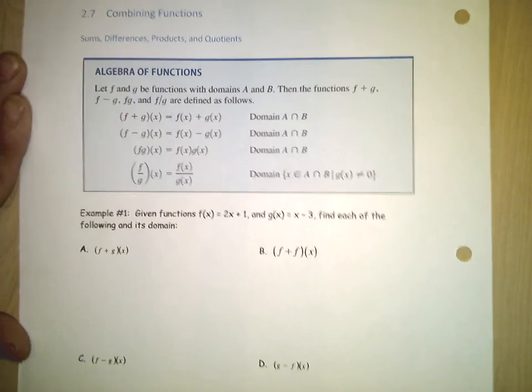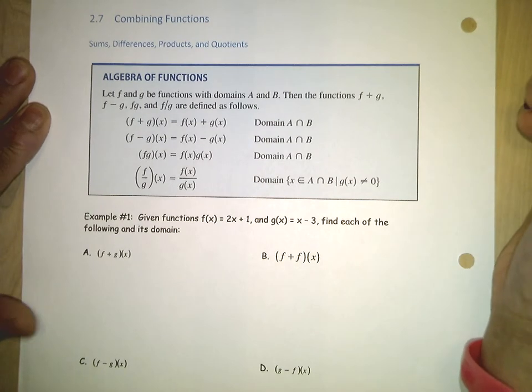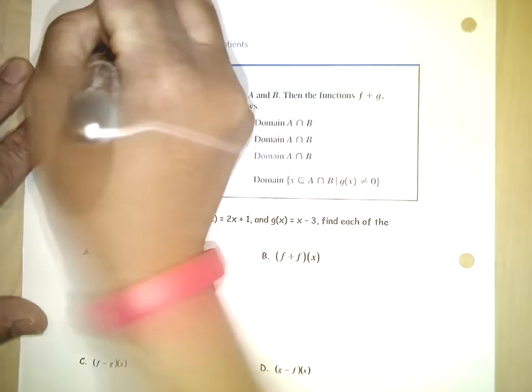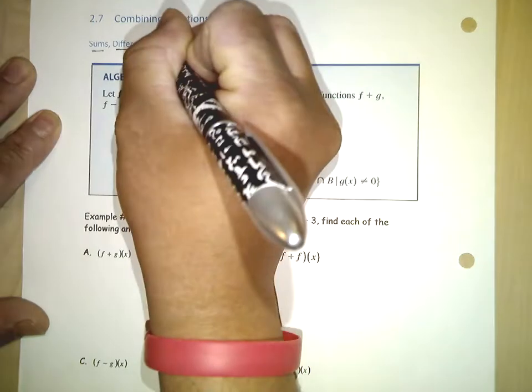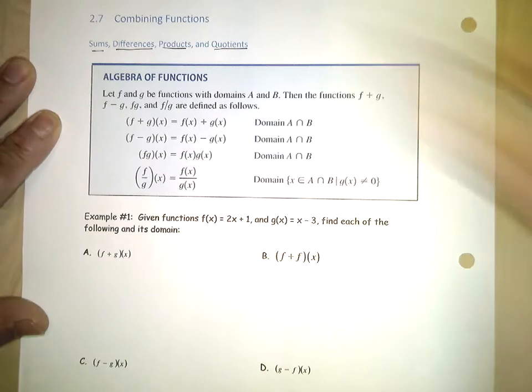So, right now, I would like to just go over the notes as usual, as closely as we can. And this is section 2.7, combining functions. When we talk about combining functions, we're talking about sums, which are adding, differences, which are subtracting, products, which are multiplying, and quotients, which are dividing.